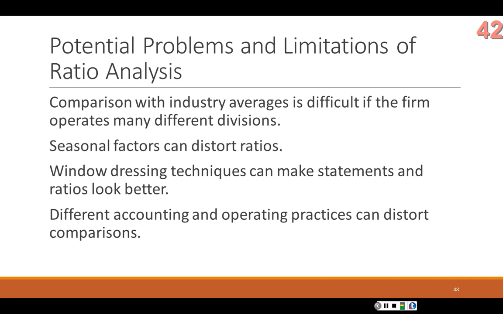So there are some potential problems and limitations with ratio analysis. Comparison with industry averages is difficult if the firm operates with a large number of divisions. Seasonal factors can distort ratios. Window dressing techniques can make statements and ratios look better. And different accounting and operating practices can distort comparisons.